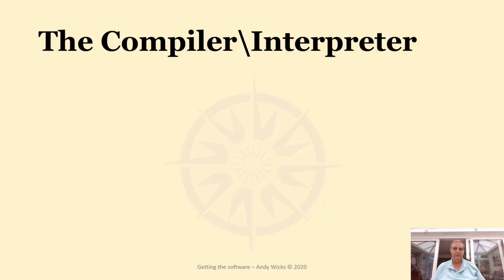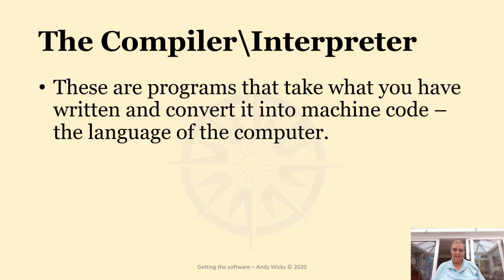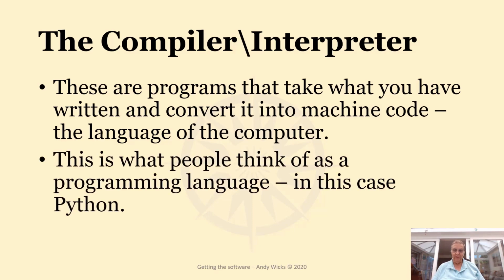If you were working in a language such as Java, what it would do is take your program and translate the whole lot into machine code first. You then run that machine code version. But as I say, Python is an interpreter. So these are the programs that take what you've written and convert it into machine code, the language of the computer. This is what people think of as a programming language, and in this case we're talking Python.